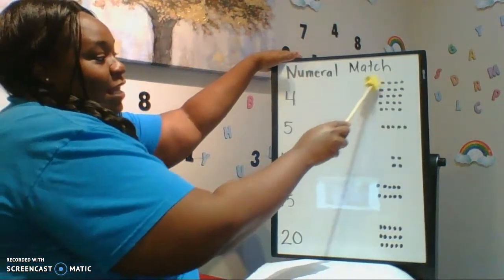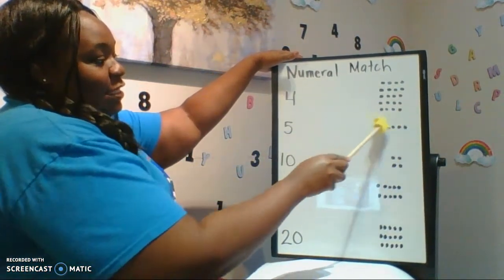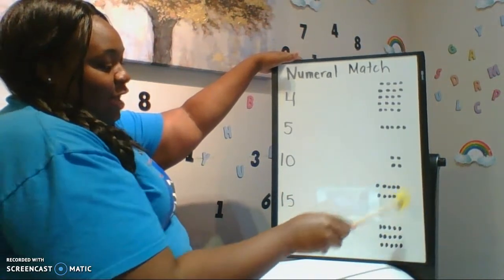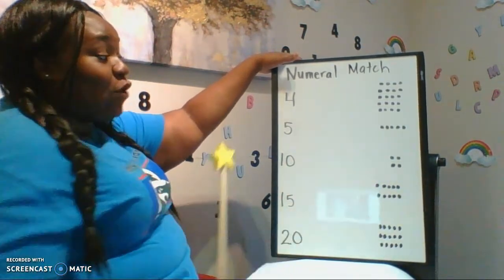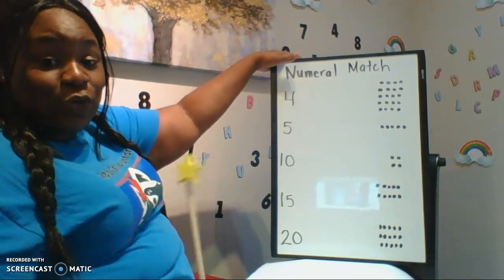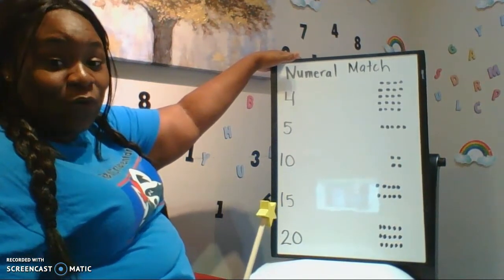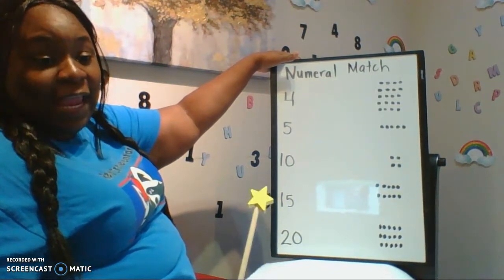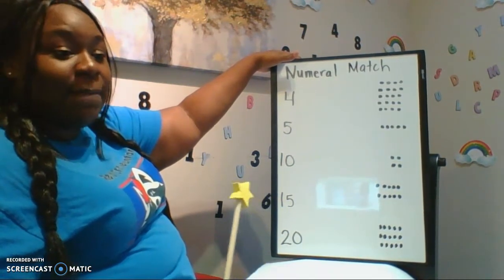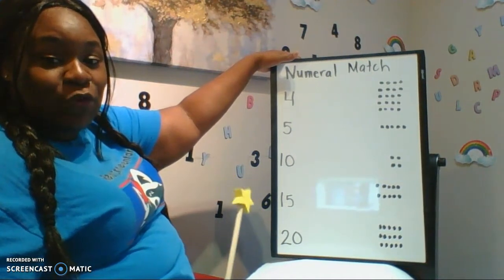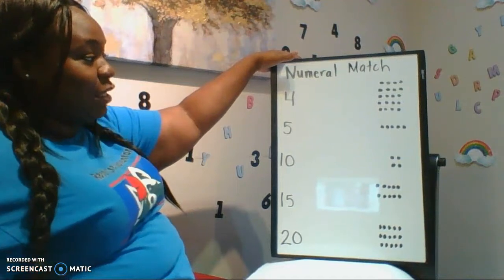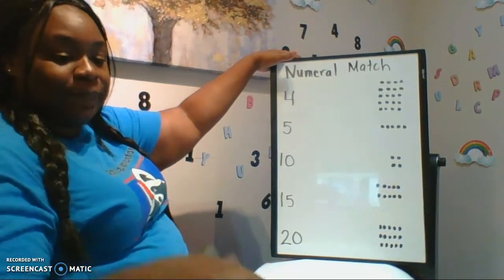So this is a set of dots here. This is a set of dots. Here's a set of dots. Here's a set of dots. And here's a set of dots. So I'm going to give you a second to count all the dots in each set. And after you do that, then Miss Charles is going to take her marker and draw the correct matches, okay? So here we go.